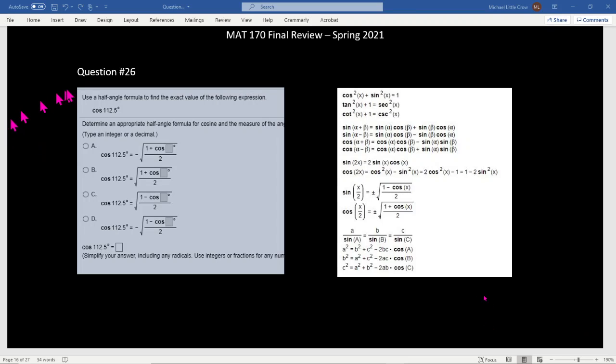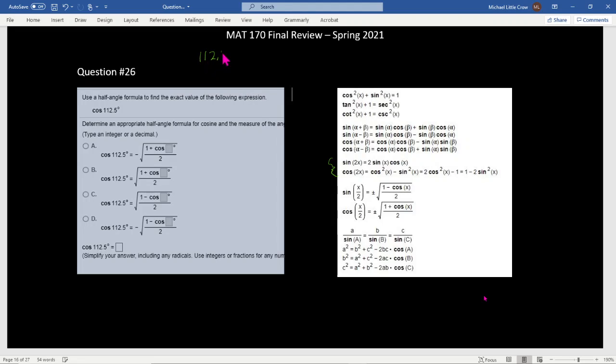Okay, question 26. So we're asked here to use half angle formulas. So this is the cosine of some half of an angle. These are formulas we get from that are listed there in question 1. So what we need to do is figure out, well, 112.5 is half of what?